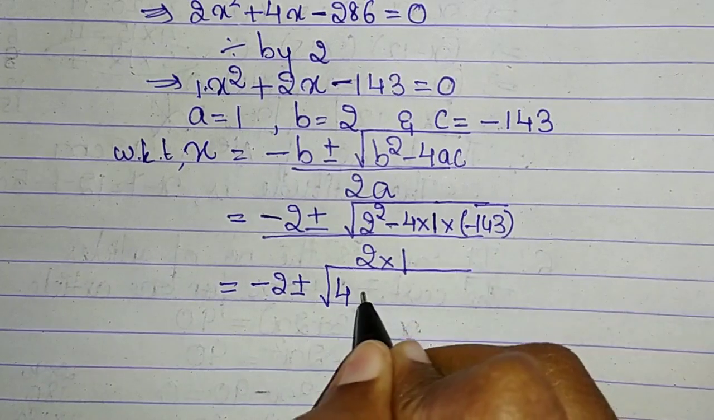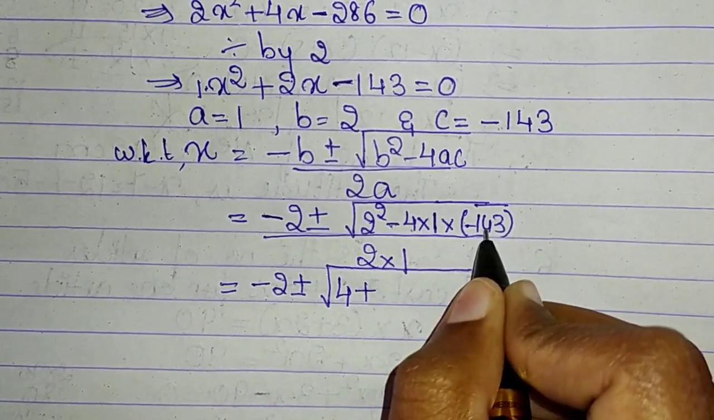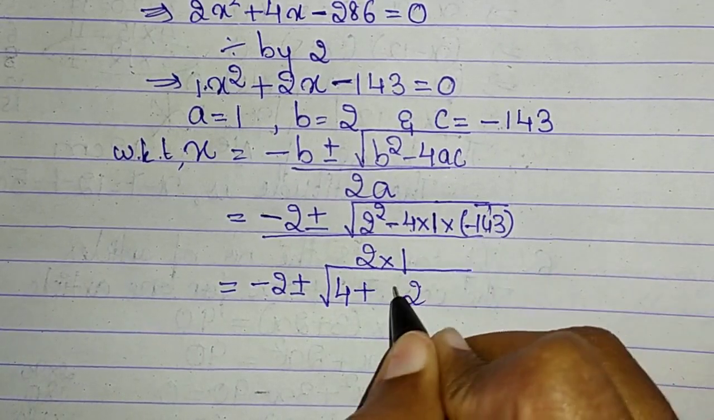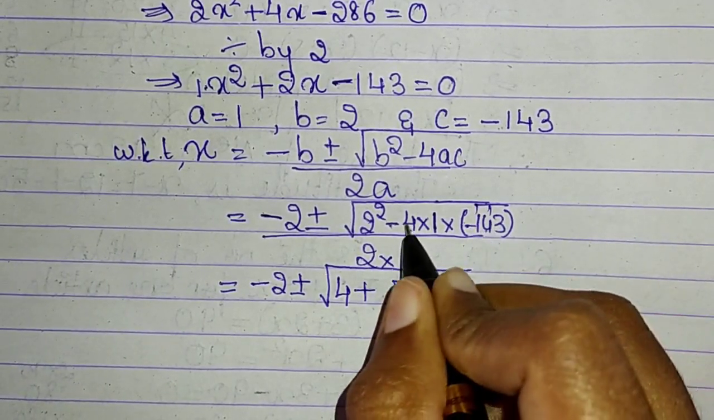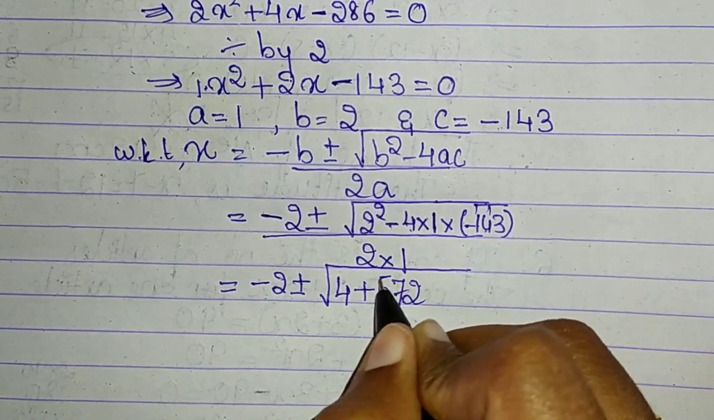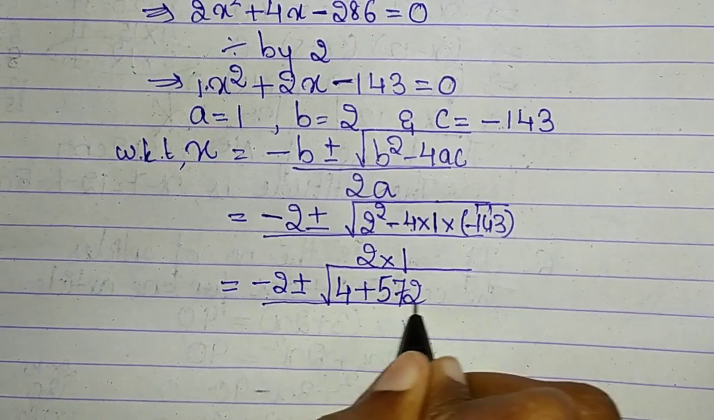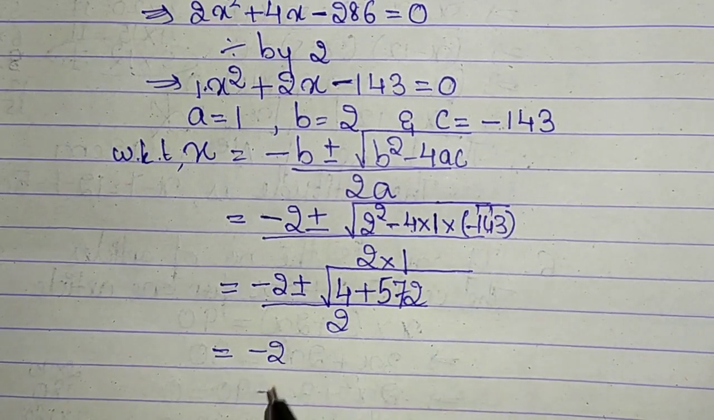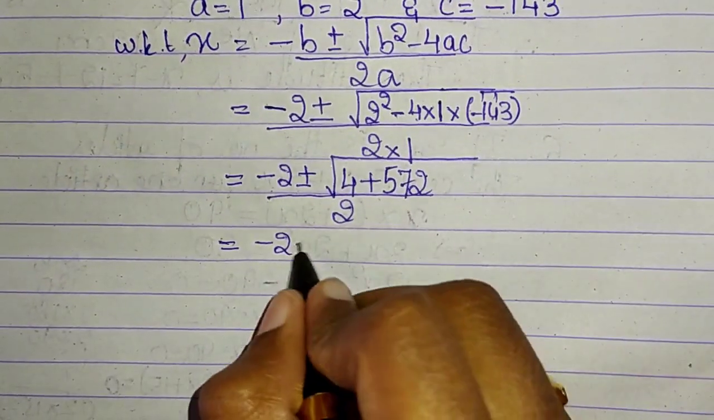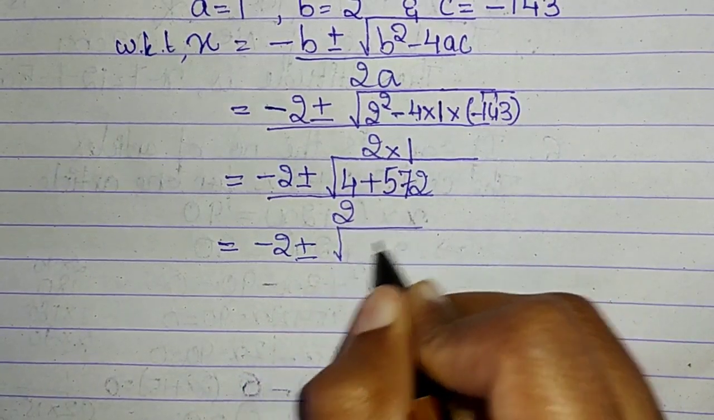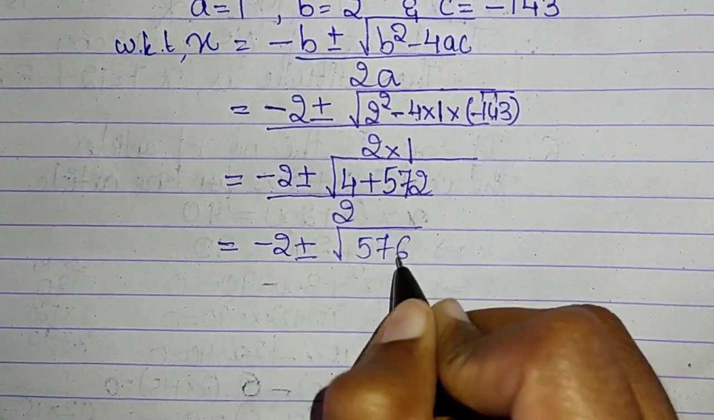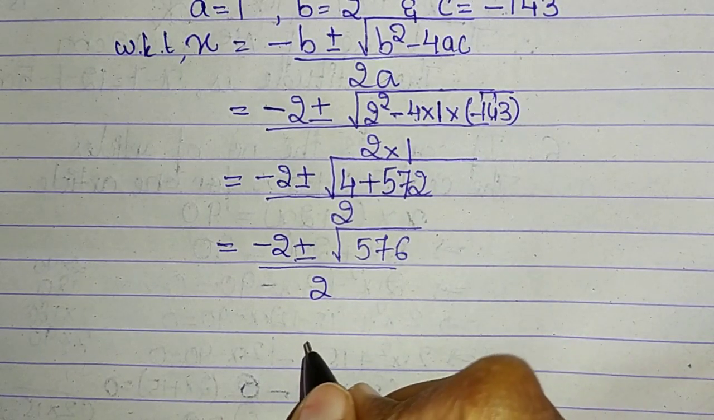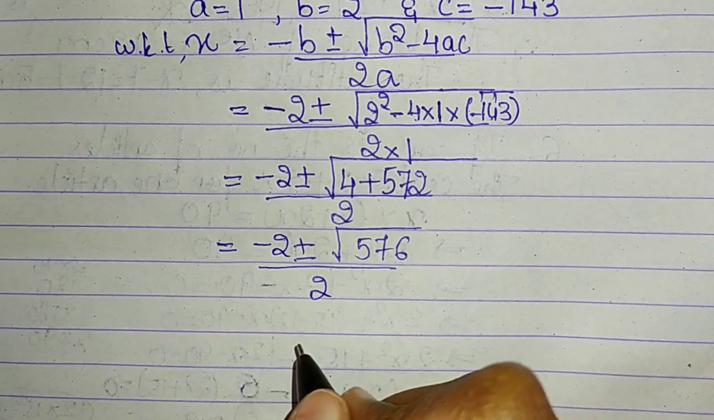Further simplifying, we get minus 2 plus or minus the square root of 2² which is 4, plus 4 into 143. 4 3s are 12, 4 4s are 16, 17, 4 1s are 4, 5, so 572, whole divided by 2. So this implies minus 2 plus or minus the square root of 576, divided by 2. The square root of 576, as we know, is 24.